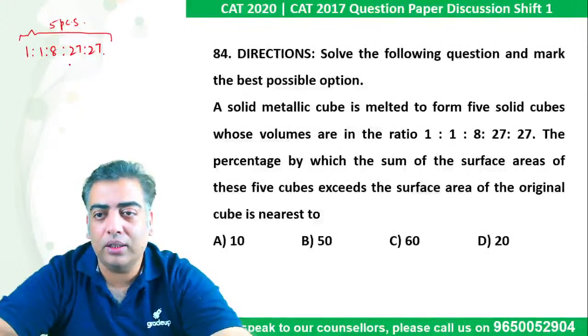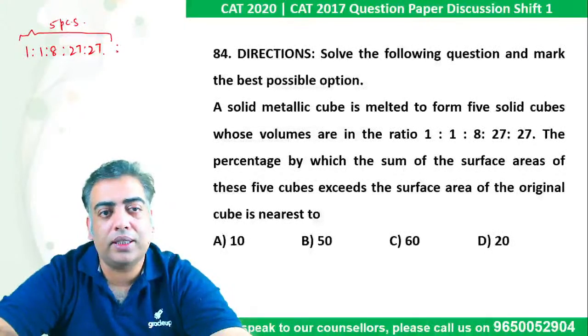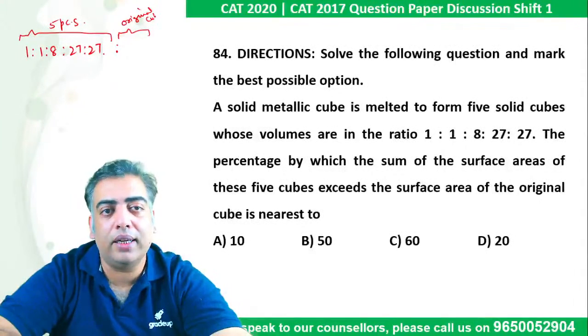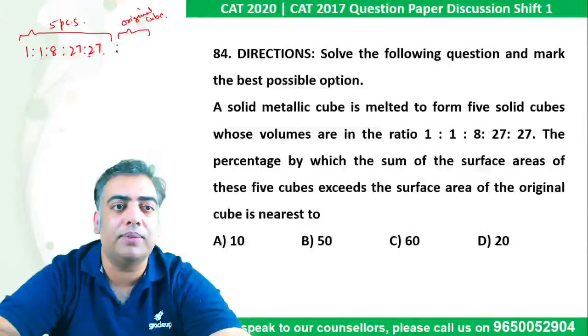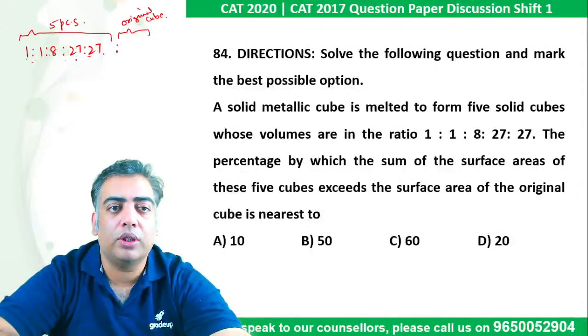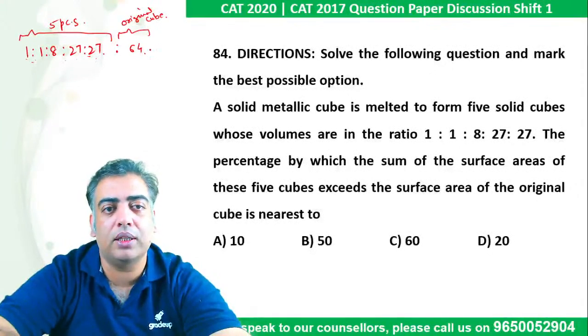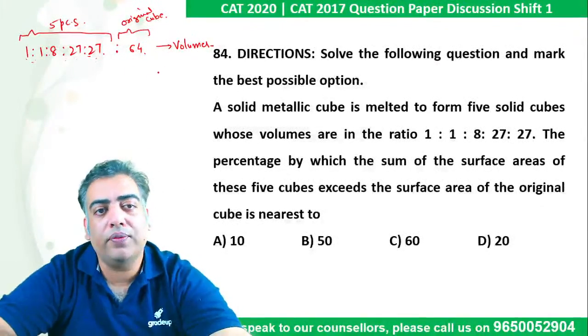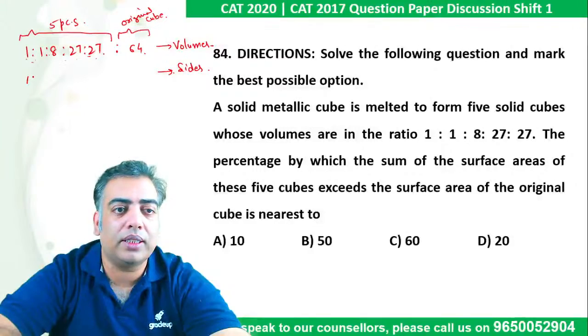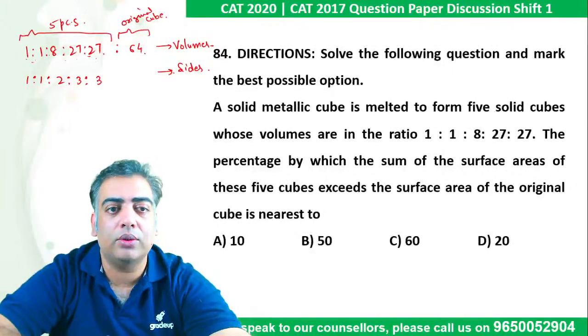If I take their volumes with respect to the volume of the original cube, the original cube is melted to form these solid cubes. So the original cube's volume will be nothing but the sum of these 5 pieces. So 10 plus 54 adds up to 64. This is the ratio of volumes of all the cubes. If I take the cube root of all these, we will get the ratio among the sides. So the ratio among the sides of all the cubes comes out to be 1:1:2:3:3, and for the larger original piece it will be 4.